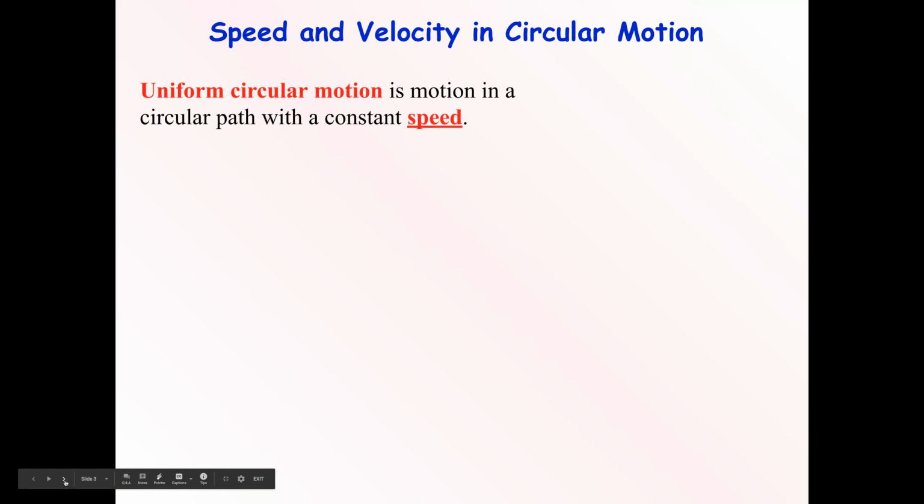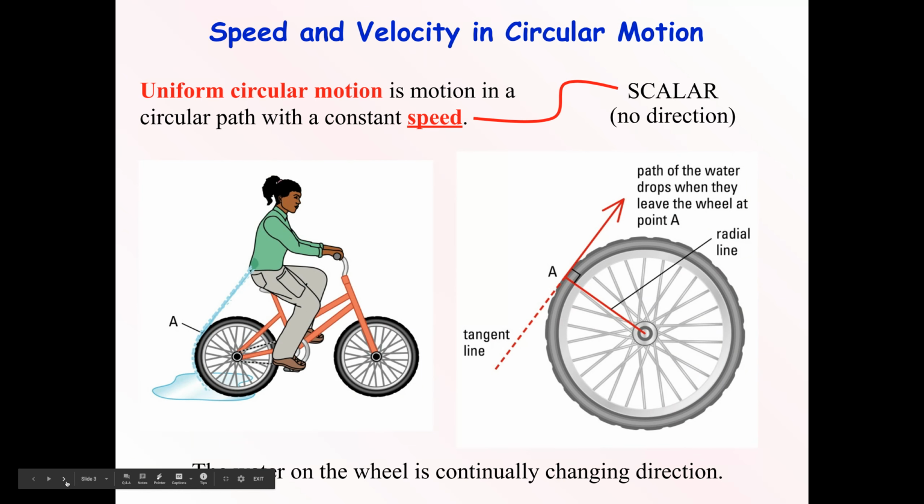Okay, so speed and velocity in circular motion. Uniform circular motion is motion in a circular path with a constant speed. When we've talked about uniform motion before, uniform motion is always at a constant speed. It's a scalar value. It's speed, not velocity, because if you look at one point on this tire, it's going to change its velocity at all times because it's changing directions. So we're going to focus on speed.